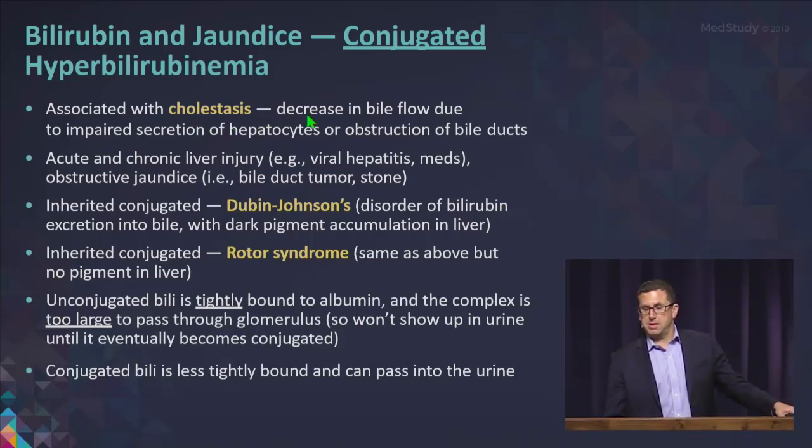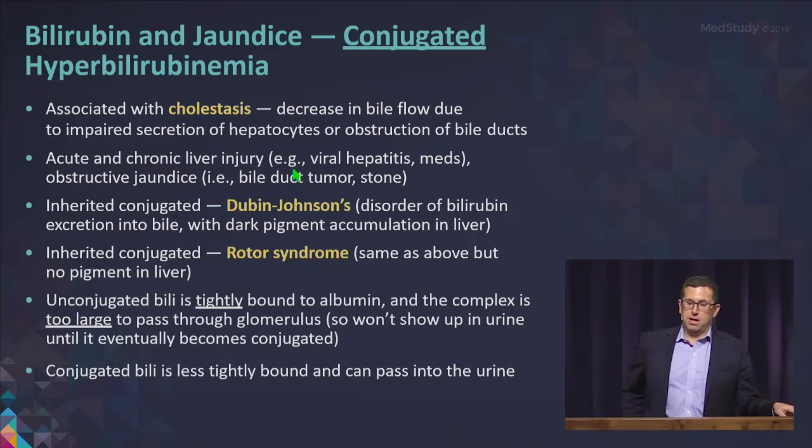And what cholestasis is, is a decrease in bile flow due to impaired secretion of hepatocytes or obstruction of bile ducts, for example, from a CBD stone or cholangiocarcinoma. You could also have acute and chronic liver injury, such as viral hepatitis or obstructive jaundice. Well, actually, I just mentioned that before. That could cause conjugated hyperbilirubinemia.